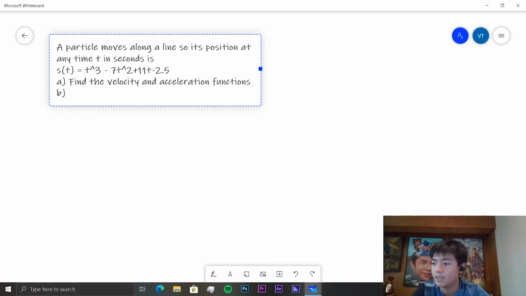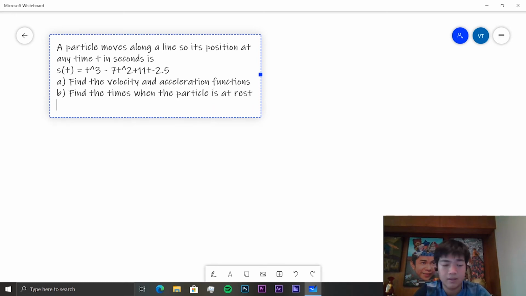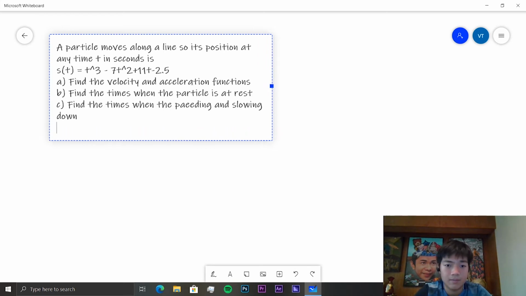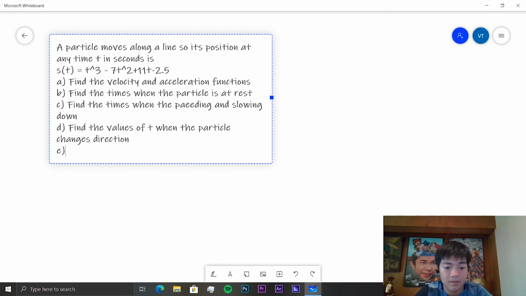B, find the times when the particle is at rest. C, find the times when the particle is speeding up and slowing down. D, find the values of t when the particle changes direction. And E, find the total distance traveled in the first 3 seconds.